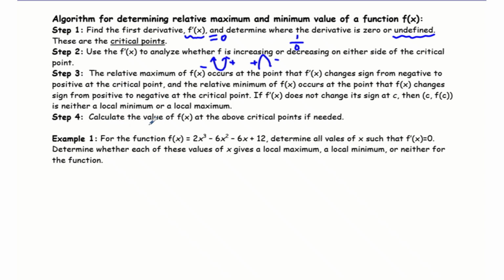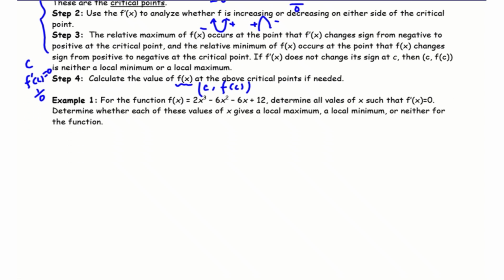Then step 4, we just calculate the value, (c, f(c)), which gives you the points. So in the first 3 steps, we are looking for the c value that makes f prime of c equal 0 or undefined. Then we sub it into the function to find the points. That is what we are going to do for today. So let's see example 1.